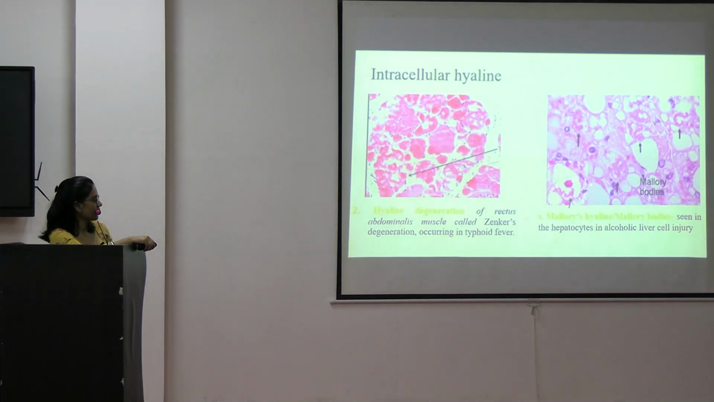And this is in case of alcoholic liver cell injury. Can you see it in the inset here? Collection of eosinophilic material. All of you, can you see it? These are called Mallory bodies.